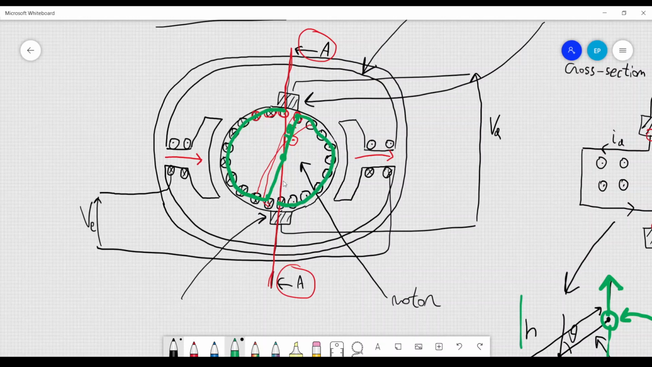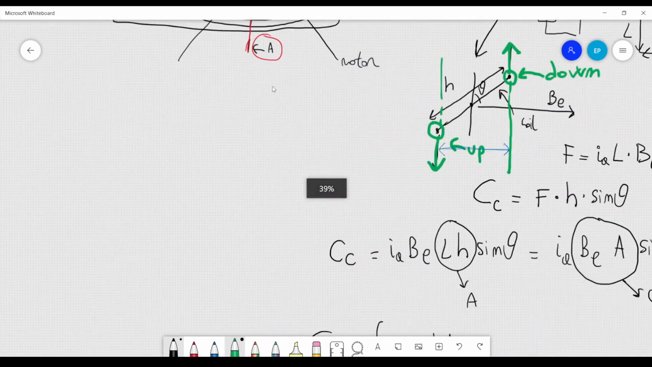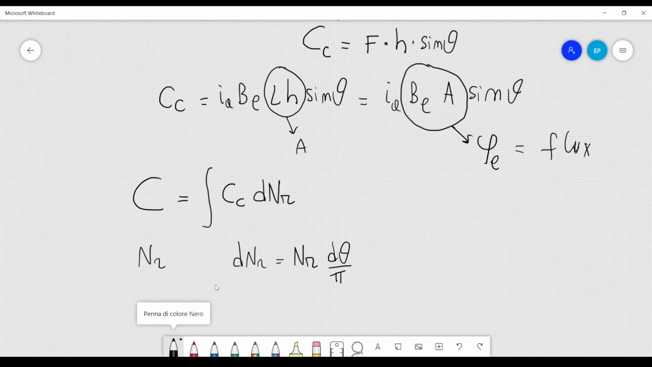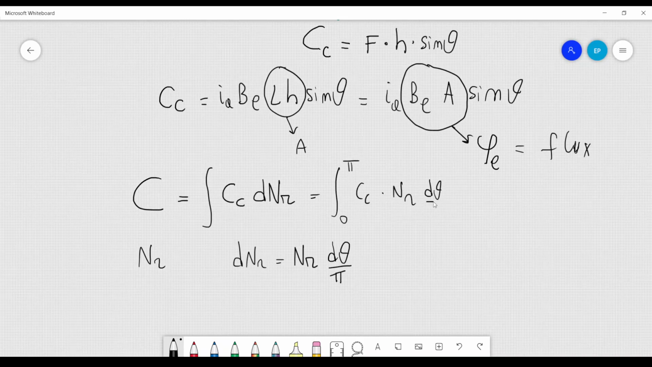So we have to integrate over pi. That's why I'm going to divide by pi here, because we integrate from 0 to pi: Cc times Nr d theta over pi. This Nr here is just a constant, it is the total number of coils. And then we just have to substitute the expression for Cc.